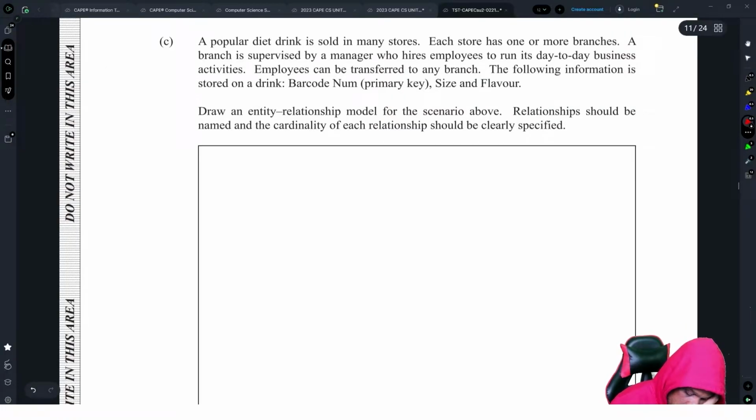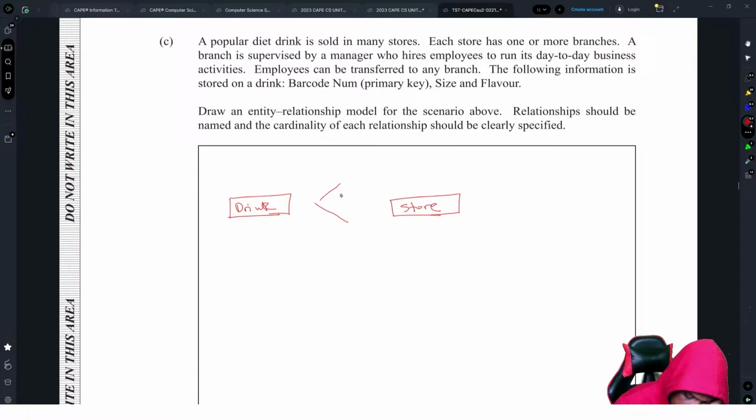Drink is sold in many stores. So this is the drink. The drink is sold in many stores. So we have drink, and then we have store. The relationship between these two is sold in, one drink is sold in many stores. Yeah, drink is sold by many stores. What's this said?